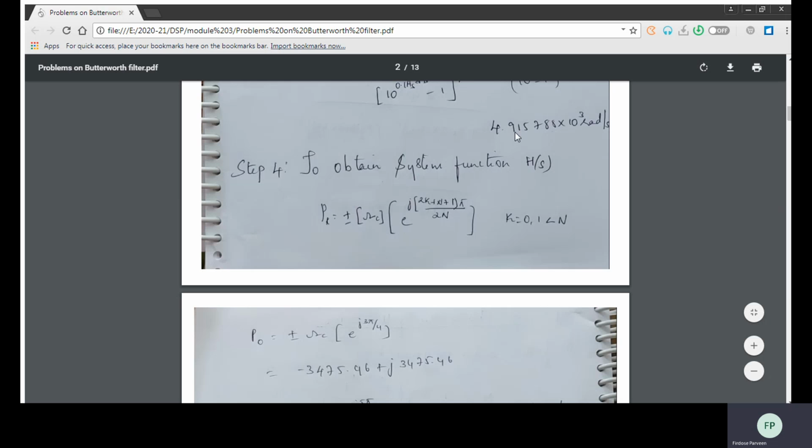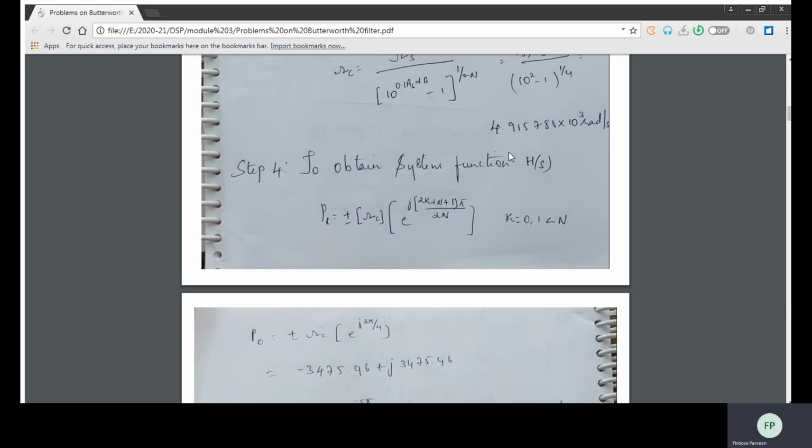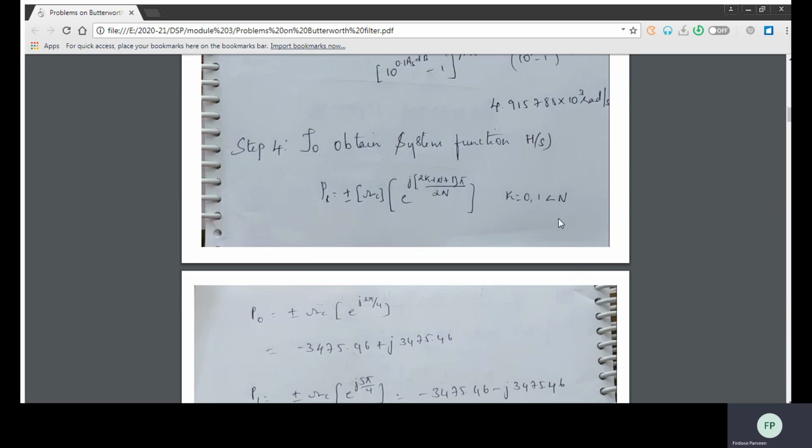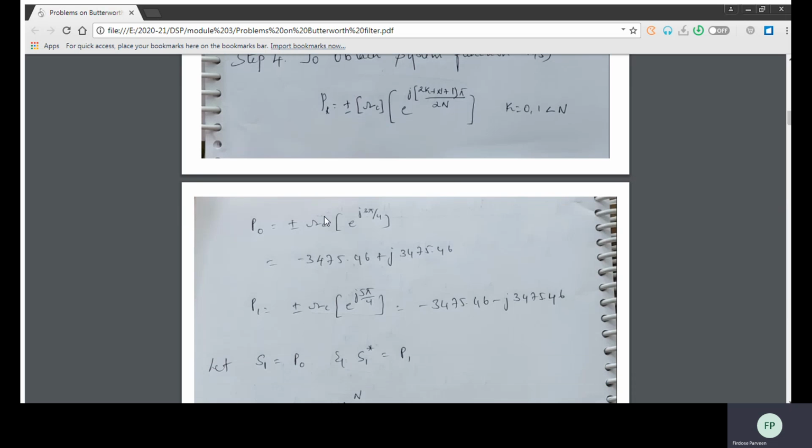The next step is to obtain the system function H of s. For that we have pk equal to plus or minus omega c into e to the power of j (2k plus N plus 1) divided by 2N into pi, where k is equal to 0, 1 up to N minus 1. Since N is equal to 2 here, we'll be having 0 and 1. So you have to calculate P0 and P1. P0 will be S1 and P1 will be S1 conjugate.